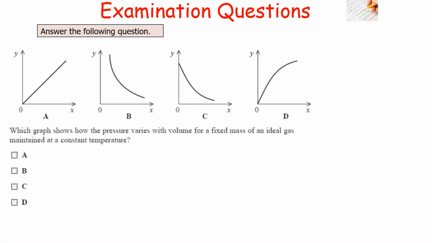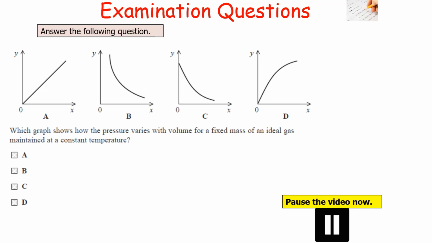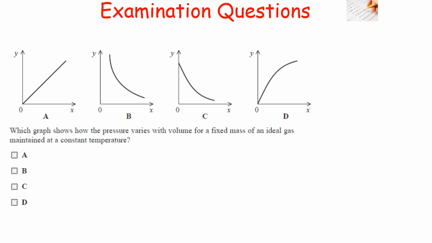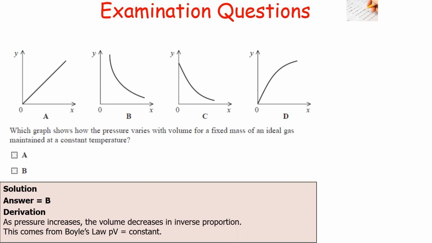The next question says, which graph shows how the pressure varies with volume for a fixed mass of an ideal gas maintained at a constant temperature? So pause the video now, then unpause the video when you want to go through your answer. Right, our answer here is going to be B, because as the pressure increases, the volume decreases in inverse proportion, which is Boyle's law, PV equals constant. So the only graph here which shows inverse proportion is B.